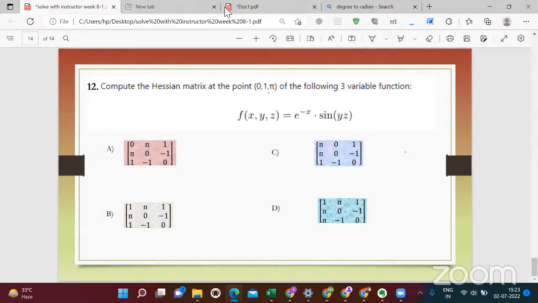Anybody else having any doubt in this? Hessian, how to write the Hessian matrix? Does anybody have any issue in this? I'm just searching for one question here, just wait a minute, where I kept it.